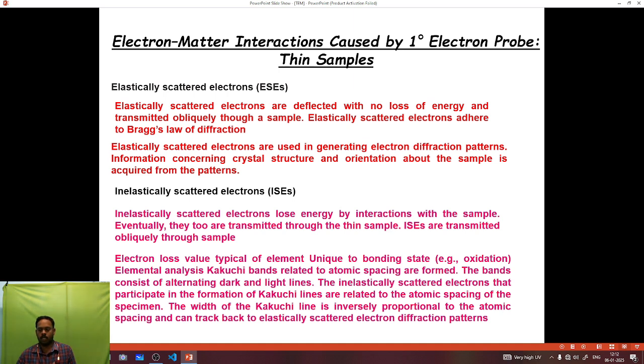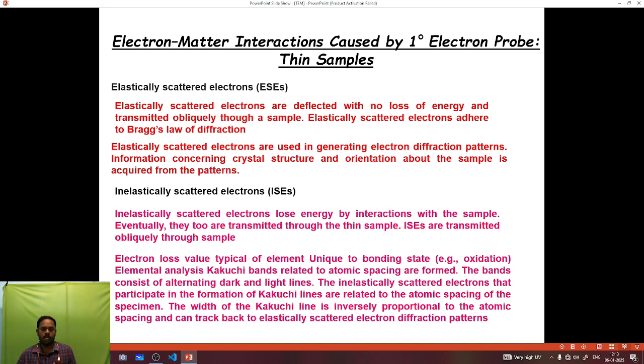The electron beam will be focused on a particular area of the sample surface, and that will create ring patterns. It will show what kind of crystalline phases are present in the sample. Information concerning crystal structure and orientation of the sample is acquired from the patterns, typically the d-spacing values. So the typical crystal phases present in the sample we can acquire from the elastically scattered electrons. Otherwise we can say this kind of information, the crystalline property of the sample, is obtained through the passage of elastically scattered electrons.